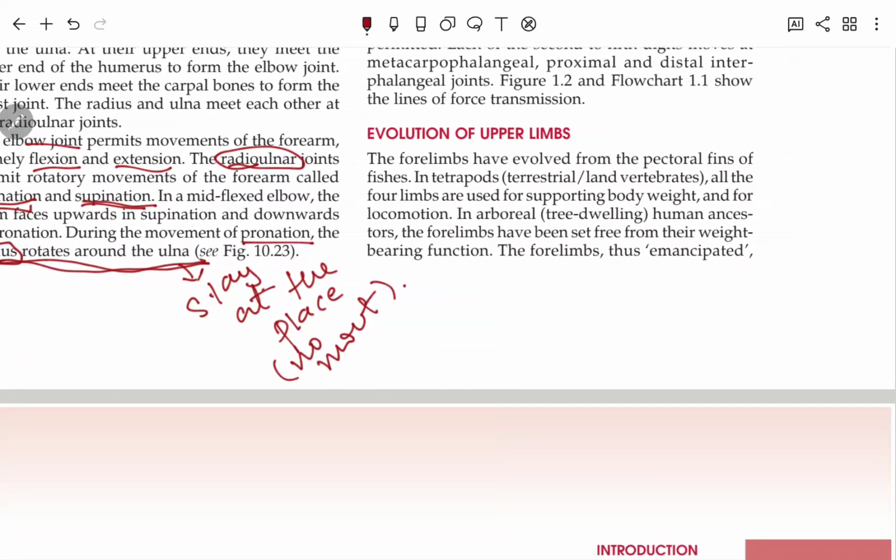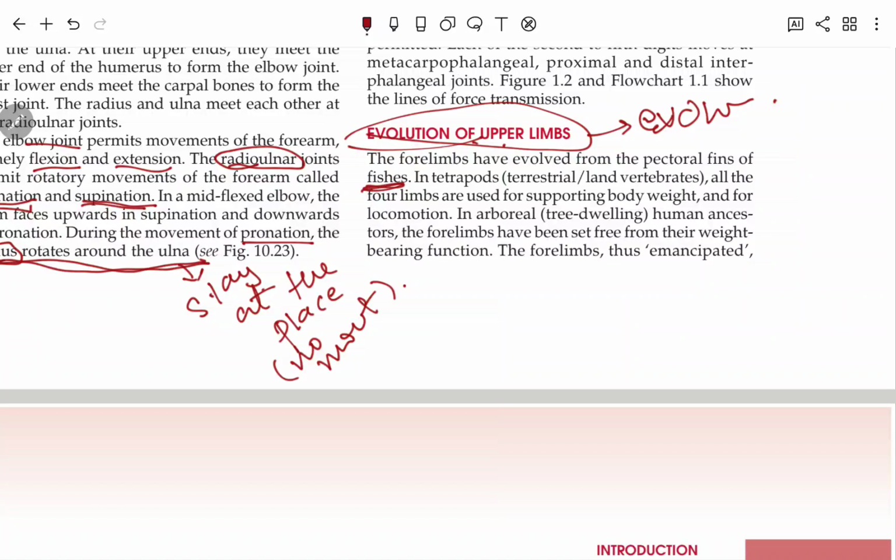Evolution of upper limbs. So yeah, how it evolved. The forelimbs have evolved from pectoral fins of fishes. If we go into Hindu mythology, it is known that we all evolved from fishes, like first life came from water. So yeah, in tetrapods, all the 4 limbs are usually used for supporting body weight and for locomotion.